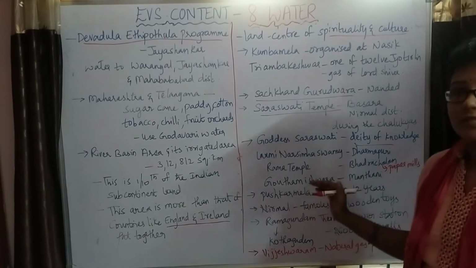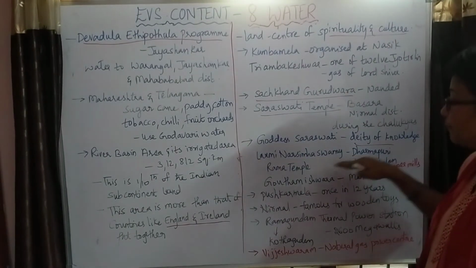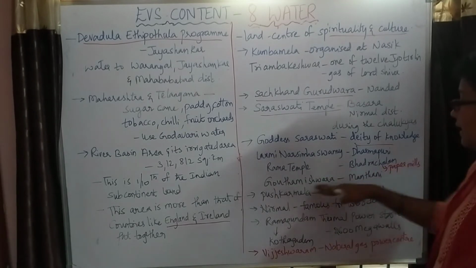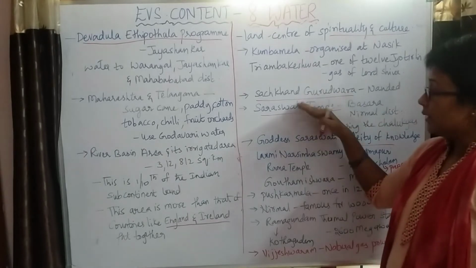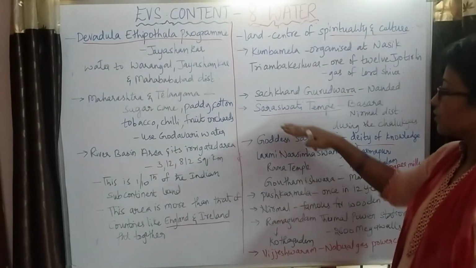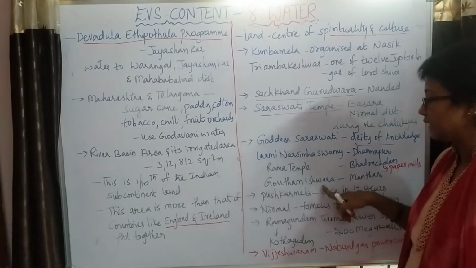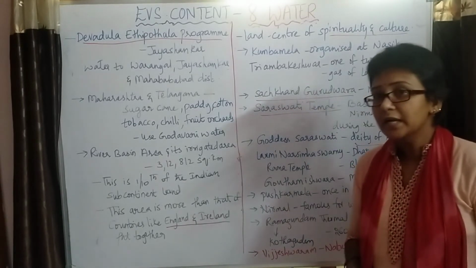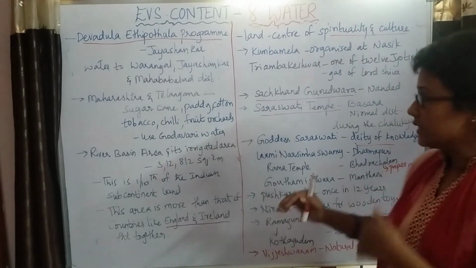Other spiritual centers located in Telangana are the Lakshmi Narasimha Swami temple in Dharmapuri, the Rama temple in Bhadrachalam, and Gautameshwara in Manthani. These are very famous centers for spirituality and religion.